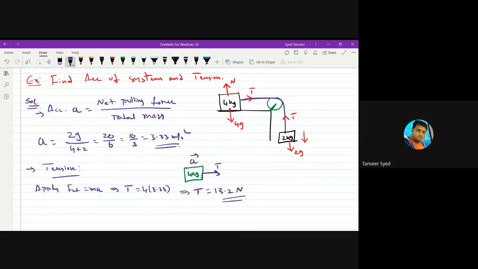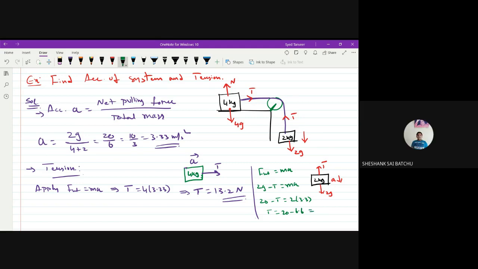That's all. If you draw the FBD of the 2 kg block, what happens? You'll get the same result, but in a different way. See, 2 kg block, forces acting: 2g downward, tension T upward, direction of acceleration downward. So apply F net equal to ma. 2g minus T is equal to ma. 20 minus T is equal to 2 into 3.3. So T is equal to 20 minus 6.6. Right? You get the same thing? 13.2. Yes. With decimals, you can do the subtraction properly, you'll get the same.